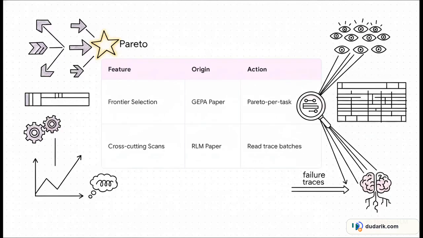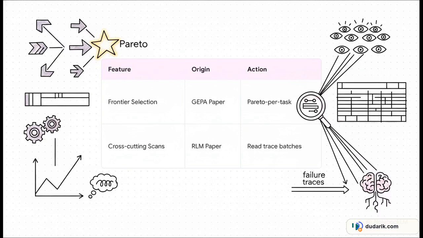To really grasp how these agents are so incredibly smart at exploring codebases, we kind of have to peel back the academic layers. First, for deciding which path to explore next, which is known as frontier selection, Evo pulls inspiration from the JEPA paper, standing for Genetic Pareto. It uses natural language reflection to learn high-level rules from trial and error, and it actually outperforms traditional reinforcement learning.